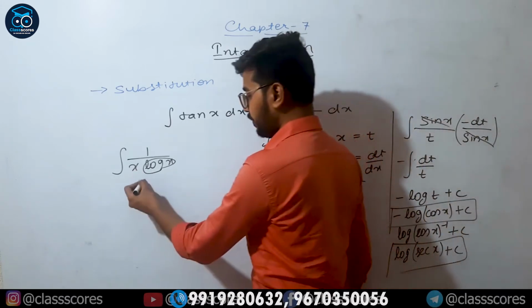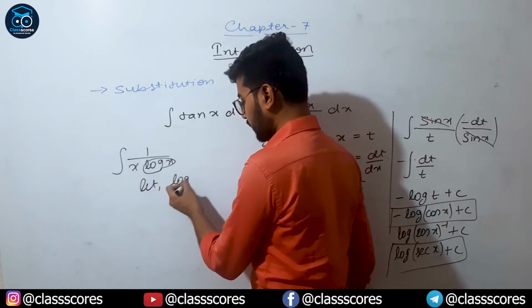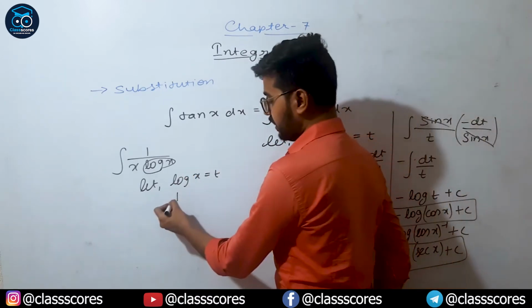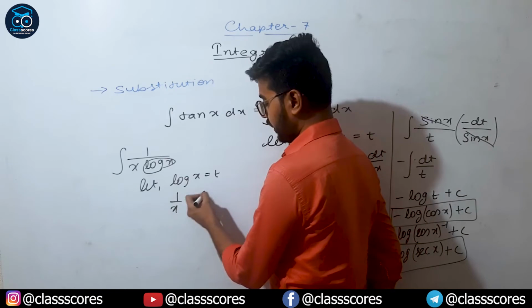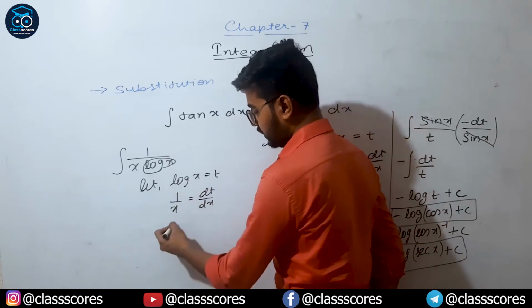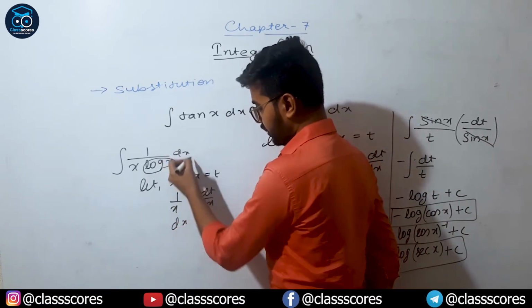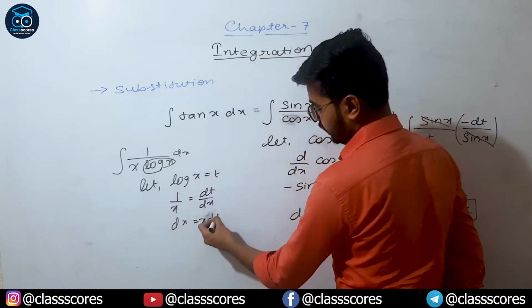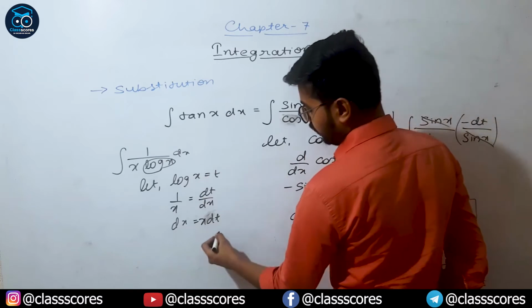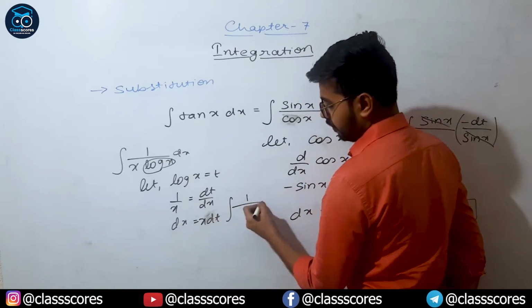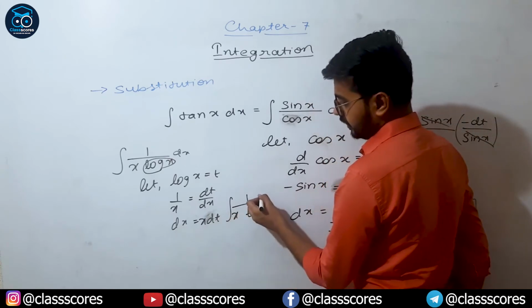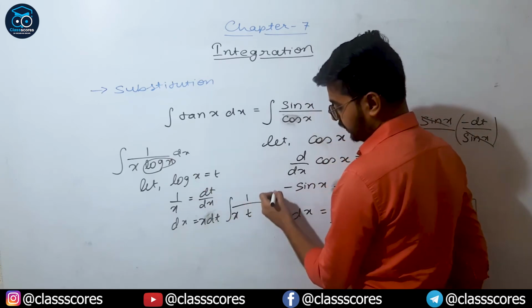So in this question, we assume log x equals t. When we differentiate this function, we get 1 upon x. The derivative is dt upon dx, so when we find the value of dx, we get x dt. Now substitute the value here. We get the integration of 1 upon x, log x will be t, and the value of dx is x dt.